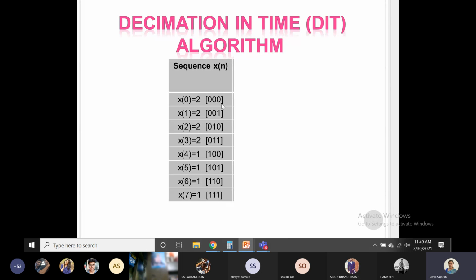So if 0, 0, 0, if I reverse it, how will you get? You will get it as it is, isn't it? There is no change, even if I change the order of these bits. So the first one, that is x of n, I am going to represent in the bit reversed order. If I reverse 0, 0, 0, it will be as it is. So x of 0 will be 2. Now if I reverse 0, 0, 1, how will it be?